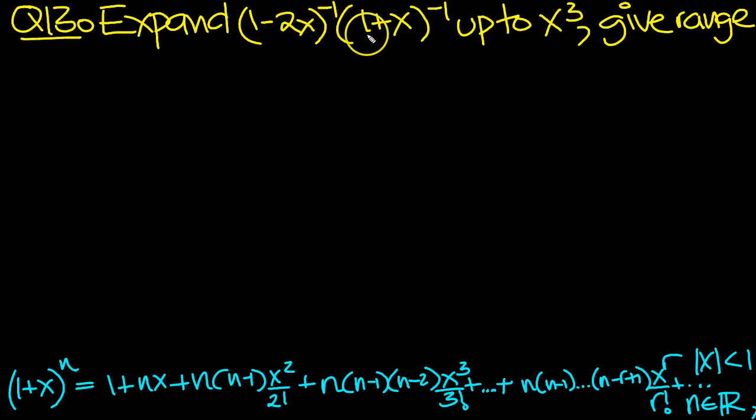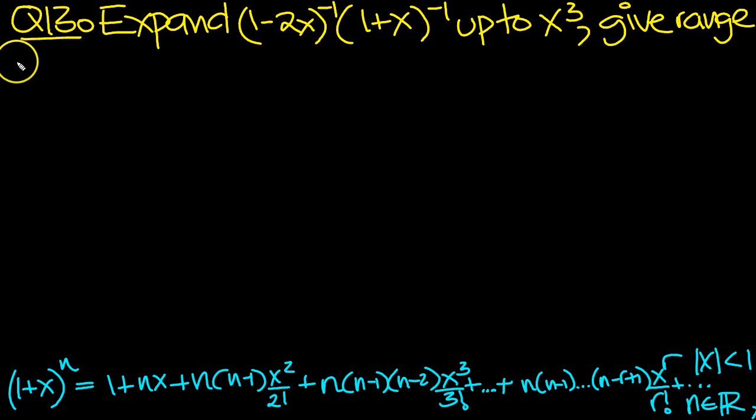Expand this bracket and that bracket up to x cubed, giving the valid range. So we can choose to do it by partial fractions, or we can just use the binomial series and expand the bracket of the resulting binomial series. My preference, I think, would be just to do it by binomial series. Probably might be slightly harder, but I just prefer that method.